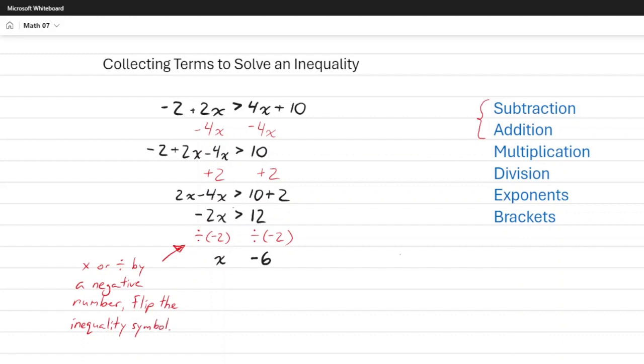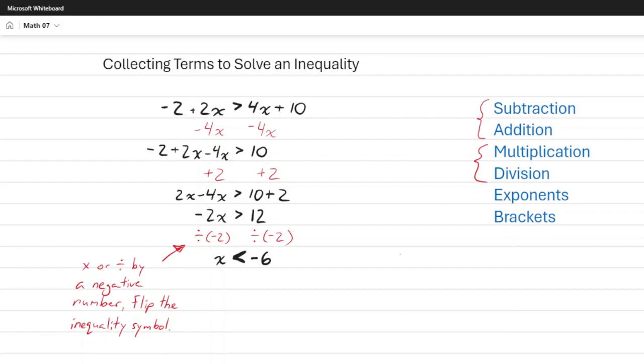Since we started with greater than in our question, we have to flip it the other way. So greater than will now become less than. There you go. So x is less than negative 6. That is our solution there. And we just did multiplication and division, so I'll highlight that on SAMDEB.